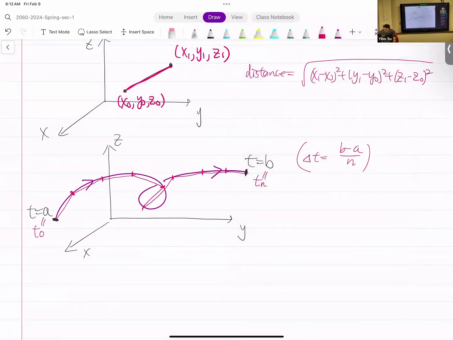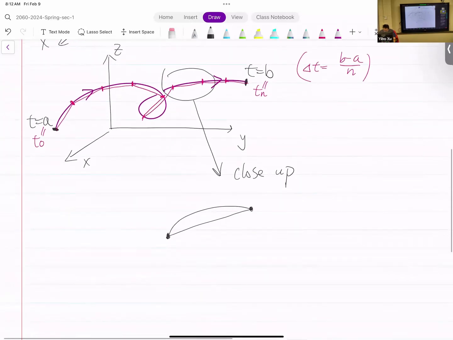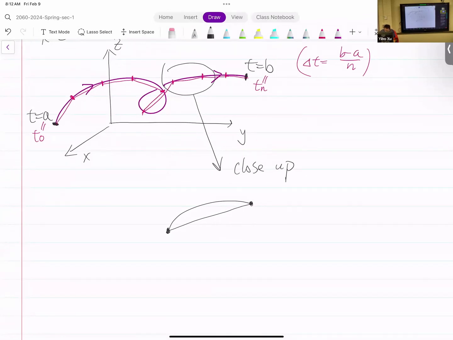For each one, let's take a closer look at this one. Let's zoom in, close up. What you have is a curve, but you just connect it by two endpoints as a line segment. Here we have t0, t1, all the way up to tn. Let's call this t equals ti, so this is the ith input point.